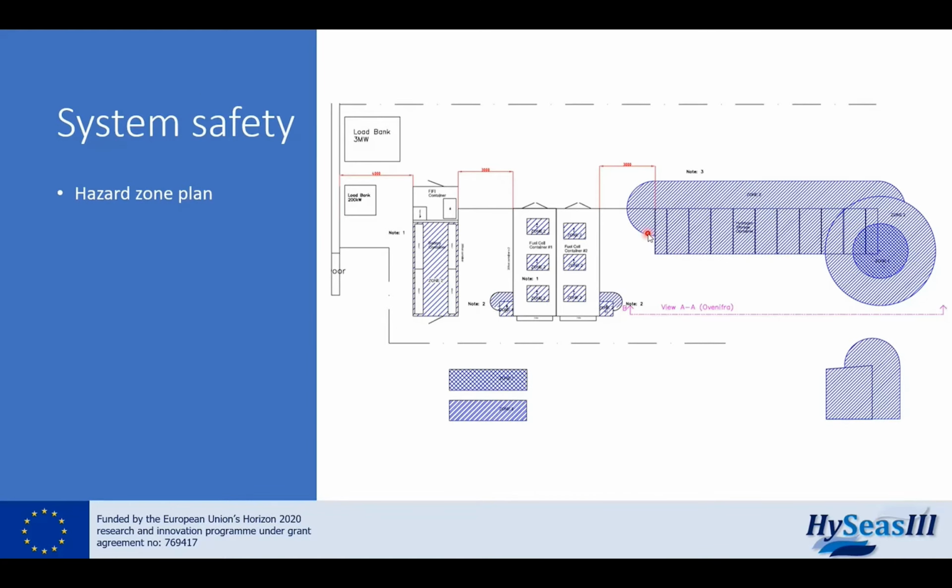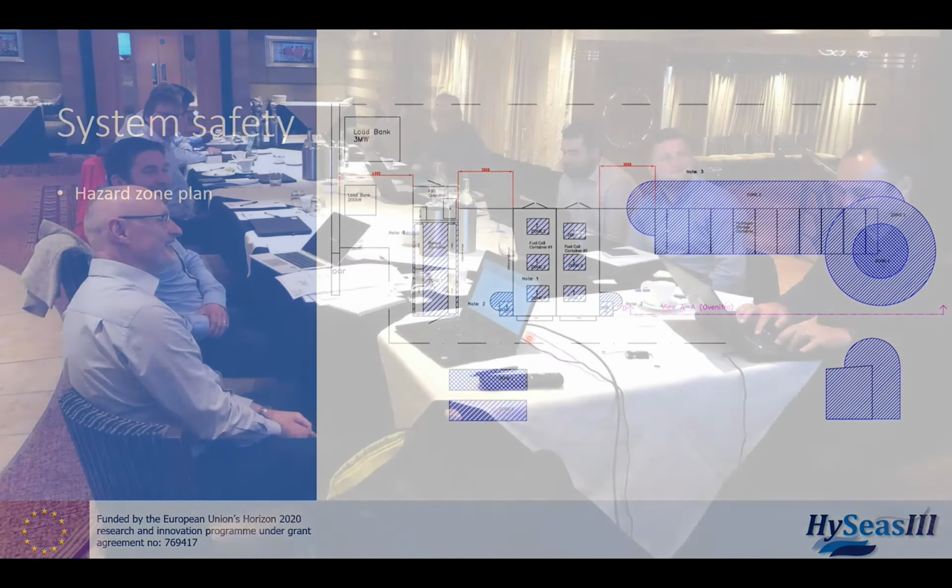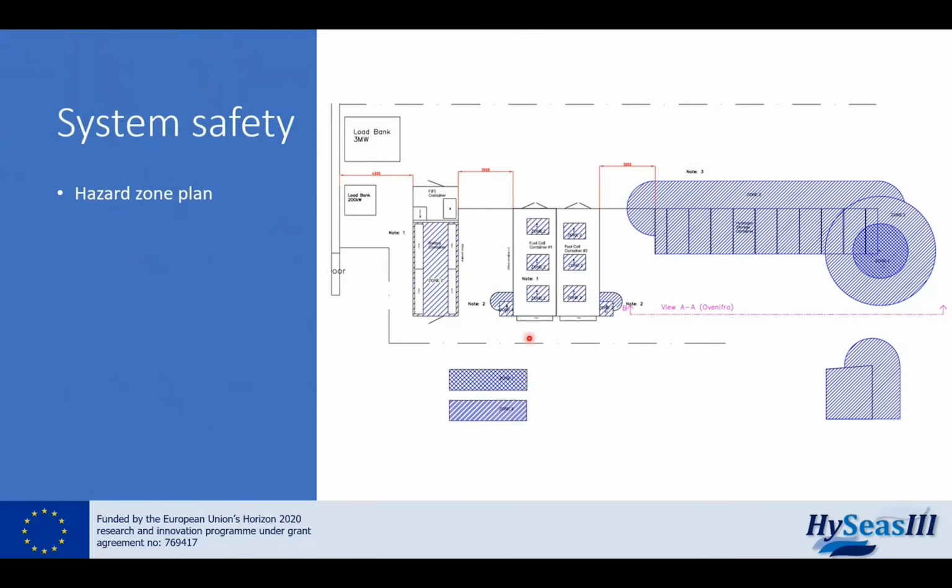With focus on a safe working environment, we have done a lot of system safety work related to the hydrogen and fuel cells. We started with a hazard zone plan for the complete test site, and it was created together with Linde Gas as the supplier of the hydrogen storage. In general, we have only one small area with zone 1, which is the outlet from the hydrogen storage. The other areas are zone 2.